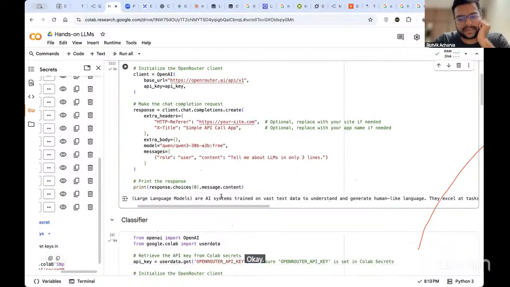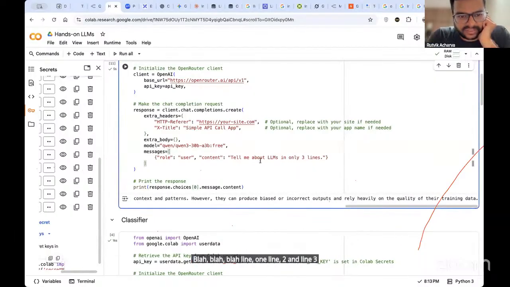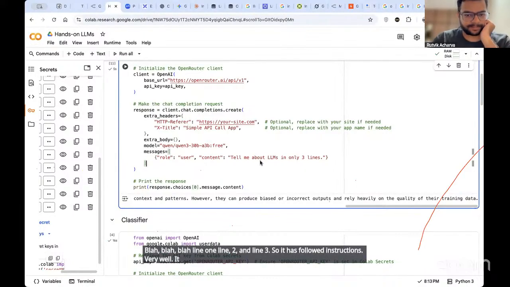Okay, it is giving us an answer. LLMs are AI models, blah, blah, blah, line 1, line 2, and line 3. So it has followed instructions very well. It has answered the context, right?